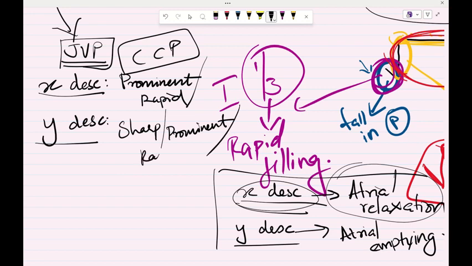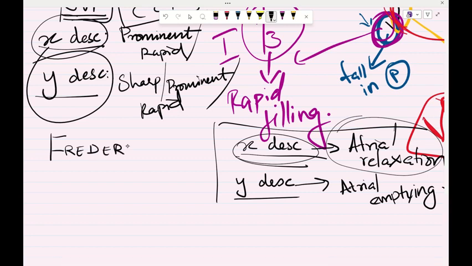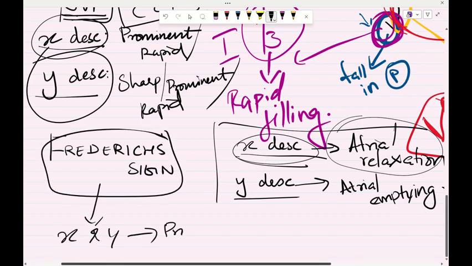Prominent, rapid Y descent. So both X descent and Y descent are prominent and rapid, which here is known as Friedreich's sign. X and Y being prominent in CCP, you get it in CCP, Friedreich's sign.